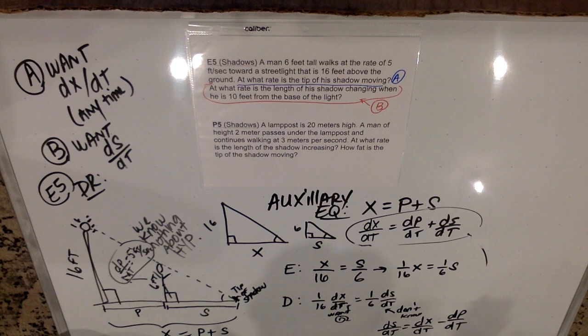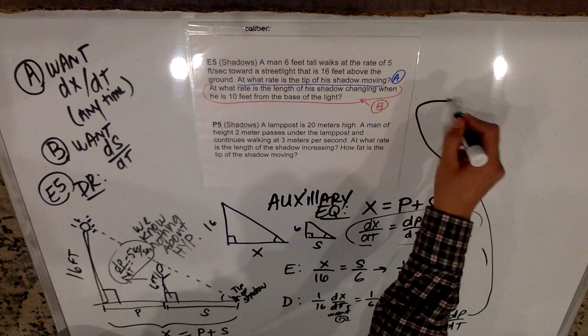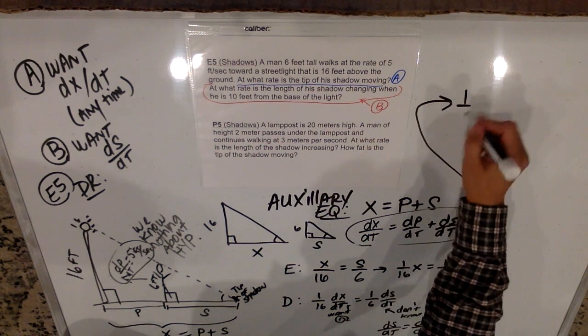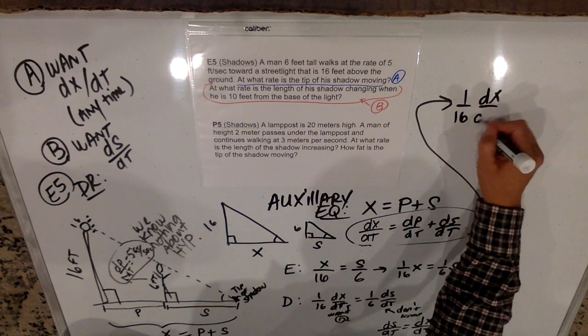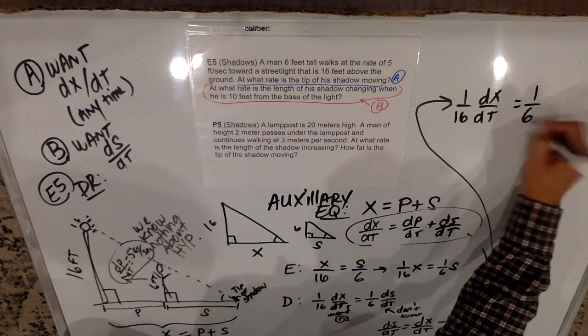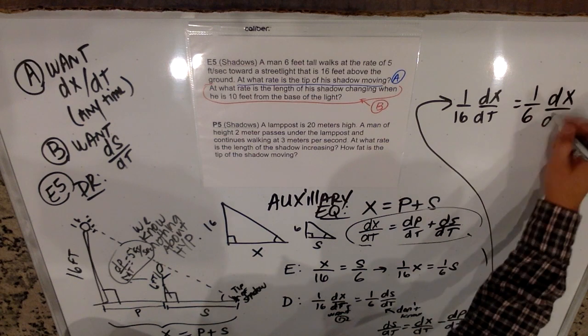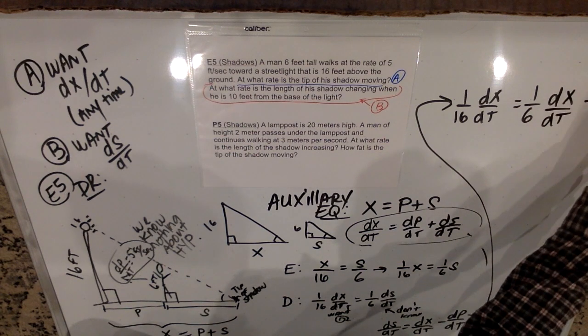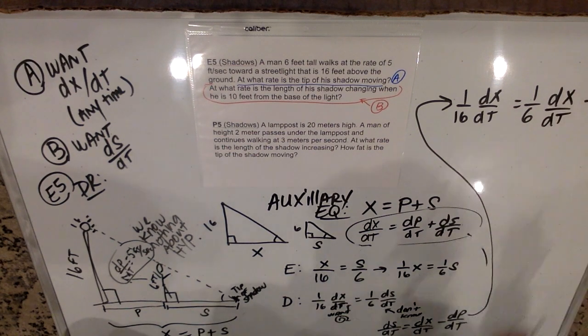What that's going to do is it's going to give me an expression that looks like this. 1/16 dx dt equals 1/6 dx dt minus 1/6 dp dt. Well, I know dp dt, and I want dx dt, so this is going to be enough for me to be able to figure out this problem.